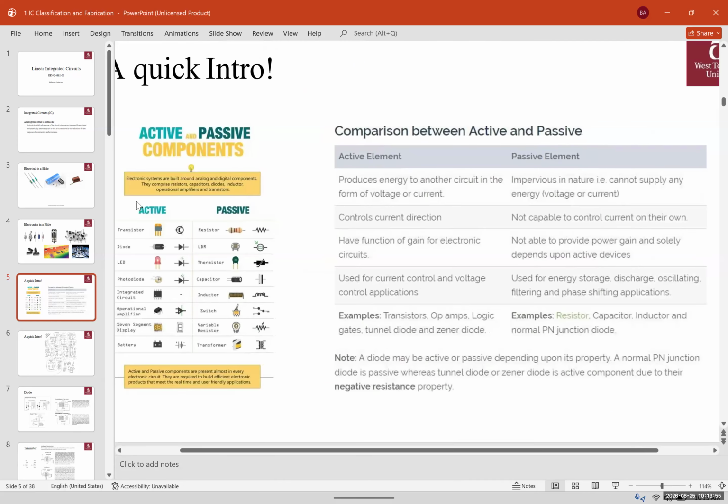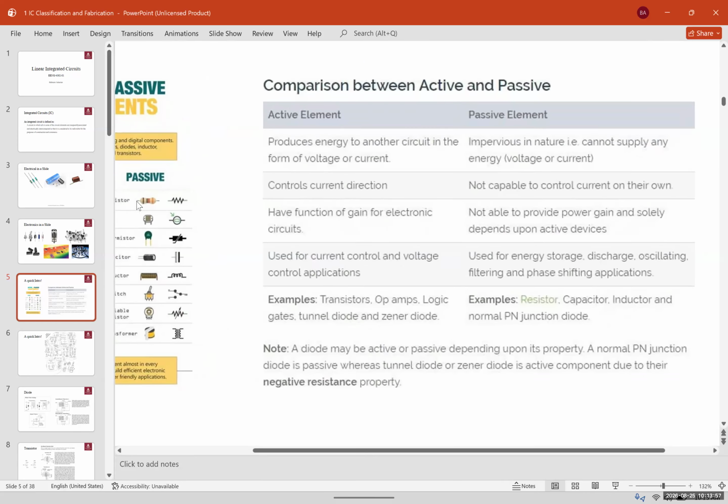Now, this table shows, and these two columns show, the different characteristics of active and passive elements. You can see the active elements, they produce their own power and voltage and current. The passive ones do not do that. Active elements control the current. Passive elements do not do that. Active elements have the function of gain for electronic circuits. Passive elements are not able to provide power gain and solely depend upon active devices.